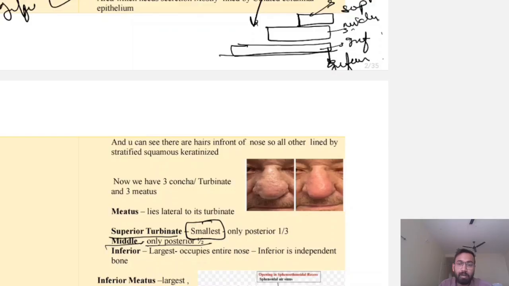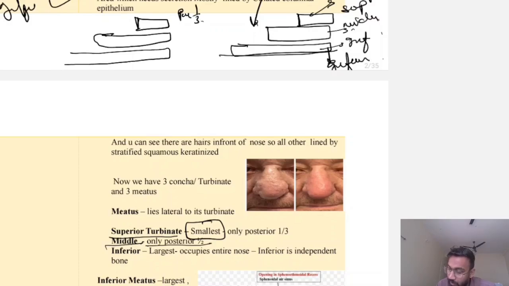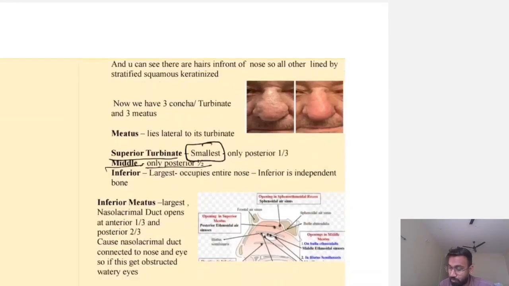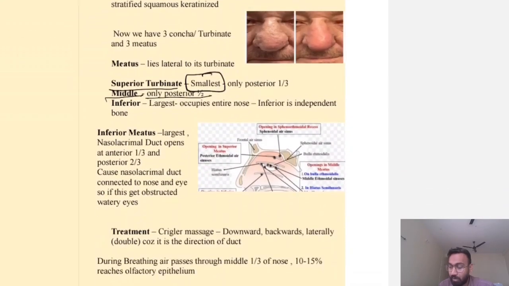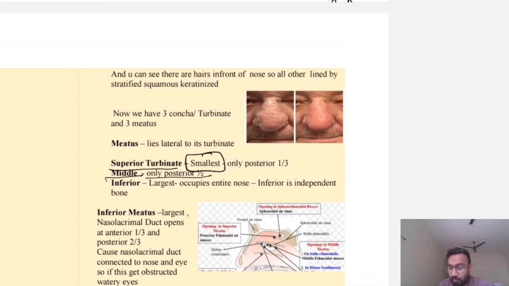Are you getting the point? What is the position of these three concha in nose? Superior is posterior one third, middle is posterior half, and inferior is entire. This is the entire nose lateral wall. So inferior occupies the entire lateral wall, middle occupies the posterior half, and superior occupies the posterior one third. The inferior is largest, occupies the entire nose, and it is an independent bone.